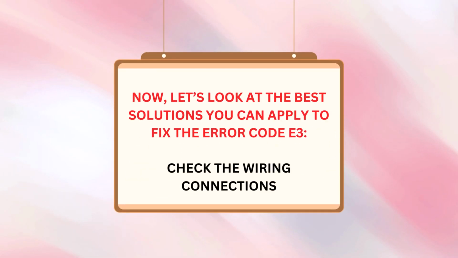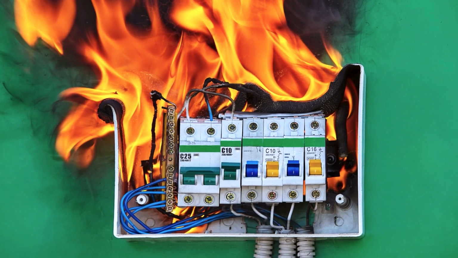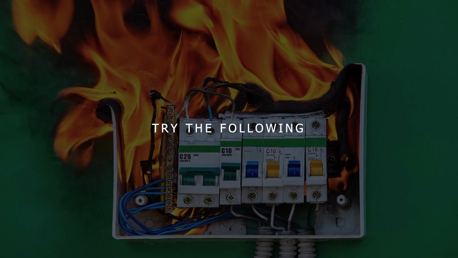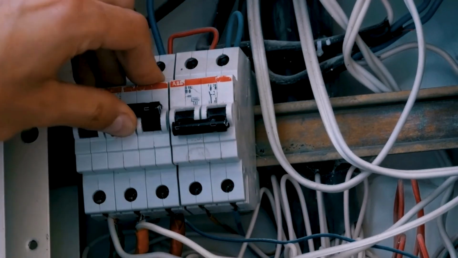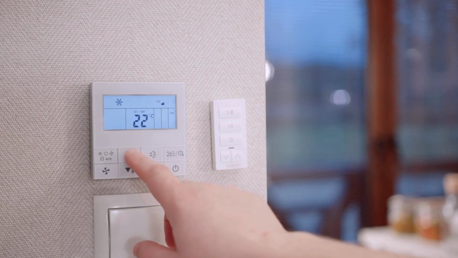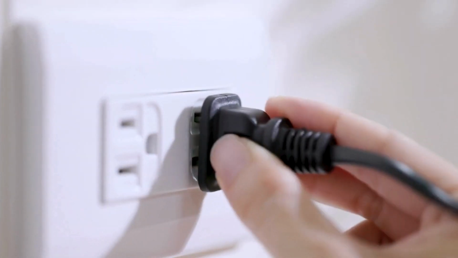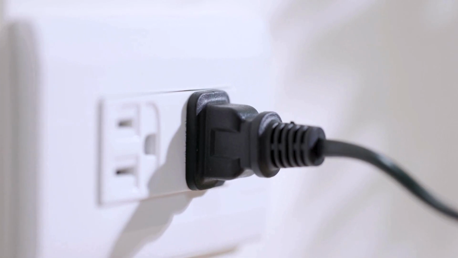Now let's look at the best solutions you can apply to fix the error code E3. Check the wiring connections. To know if loose wires or disconnected wires cause the error in the circuit, try the following. Turn off the power of the HVAC system at the breaker. Take the Nest thermostat out from its stand. Check the wire's connectivity to ensure they are well fixed and in the right place. Plug the thermostat back into the base and switch the power back on.